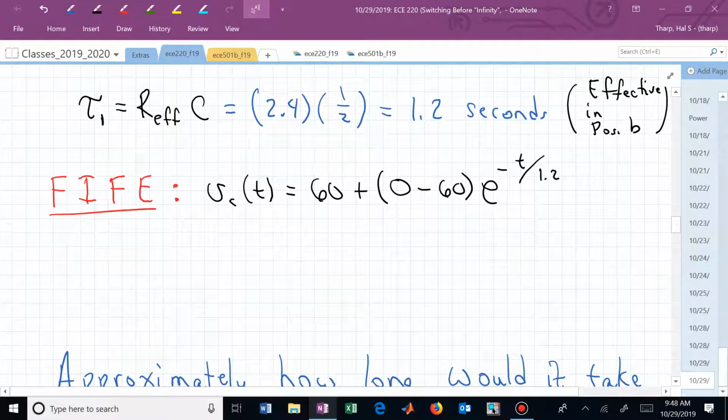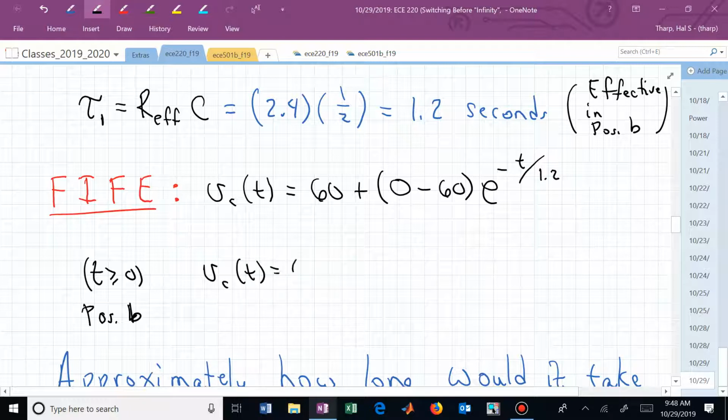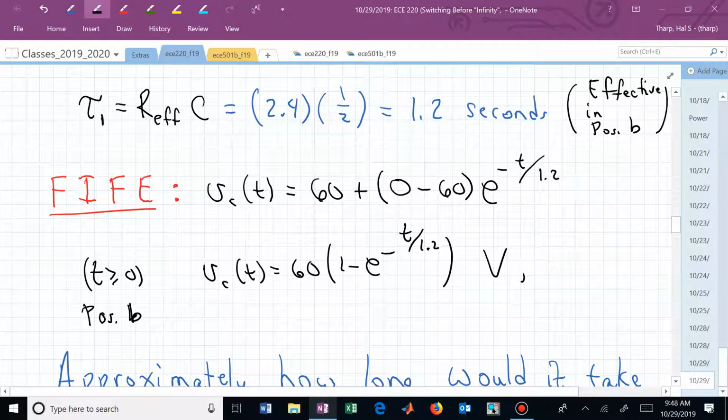And you might see this written. Well, here I'm just saying let's emphasize the fact that this is position B. And now you might see somebody write this as 60 times 1 minus e to the minus t over 1.2. That's the structure of our voltage across that capacitor in position B, once we've switched from A to B.